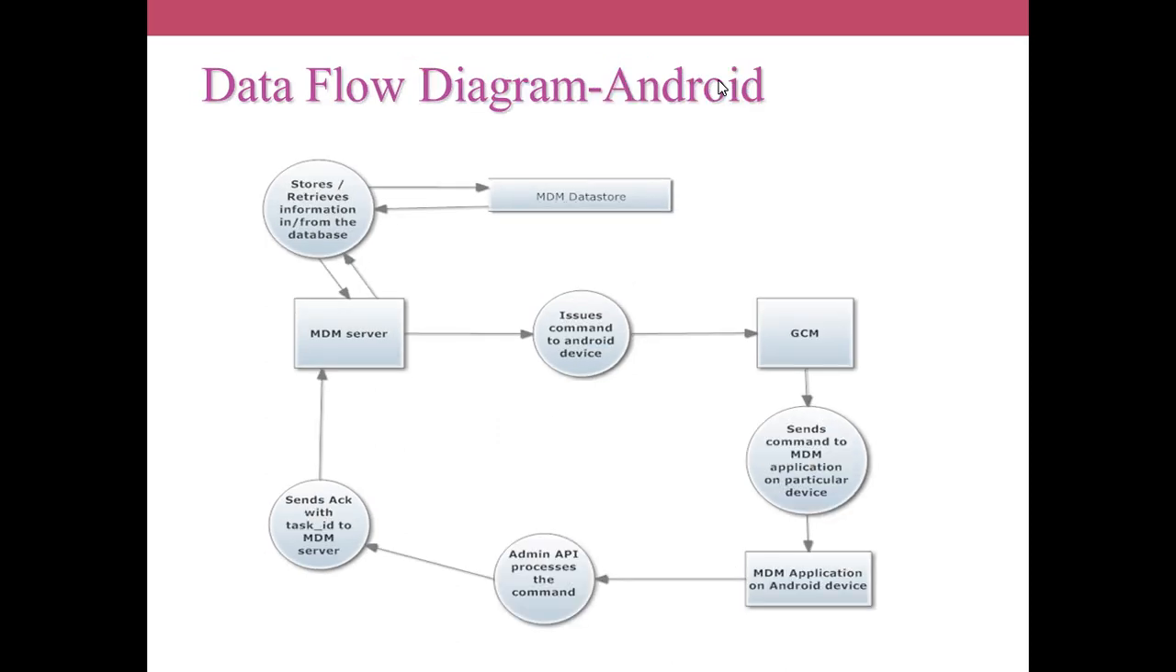This is the data flow diagram for Android. The MDM server issues a command to the Android device through the GCM. Now the GCM sends the command to the MDM application on a particular device. The MDM application on the Android device will process the command and send the acknowledgement with task ID to the MDM server. Now the MDM server will register the data in the data store.